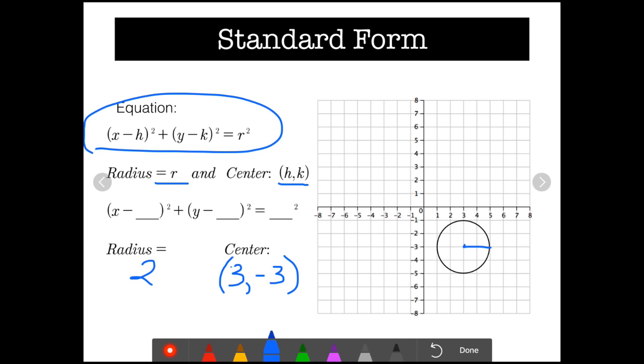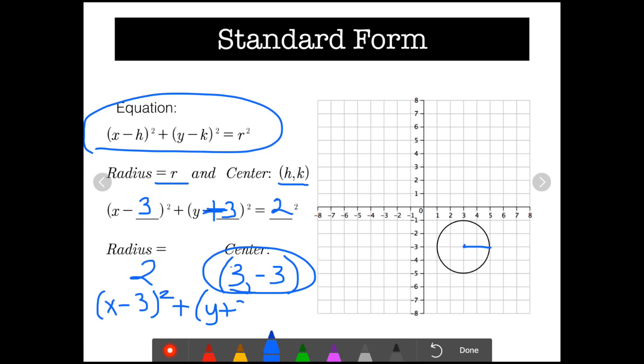So in our equation, for the x, we're going to write 3 here and a -3 over here. You notice that these guys will change signs. Basically, when you put it into the formula, it should have the opposite signs of both of these. And then the radius is 2, so that goes right there. And so the final version will look like (x minus 3) squared plus (y plus 3) squared equals 4.